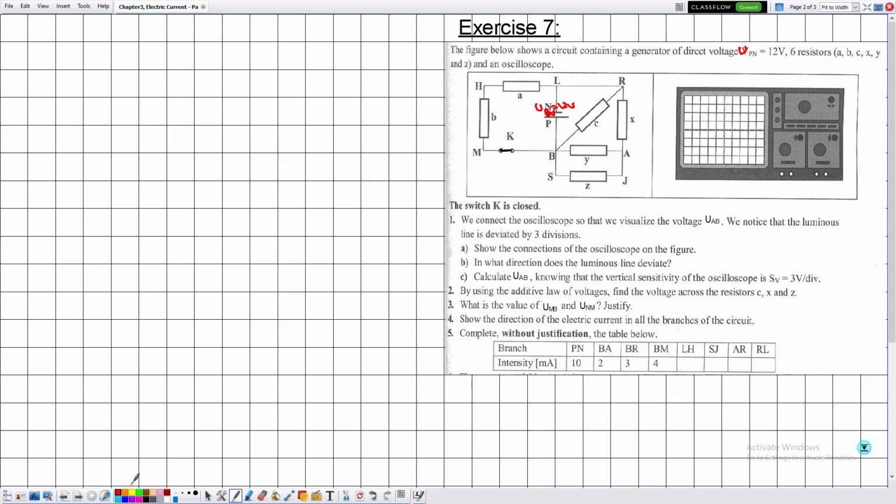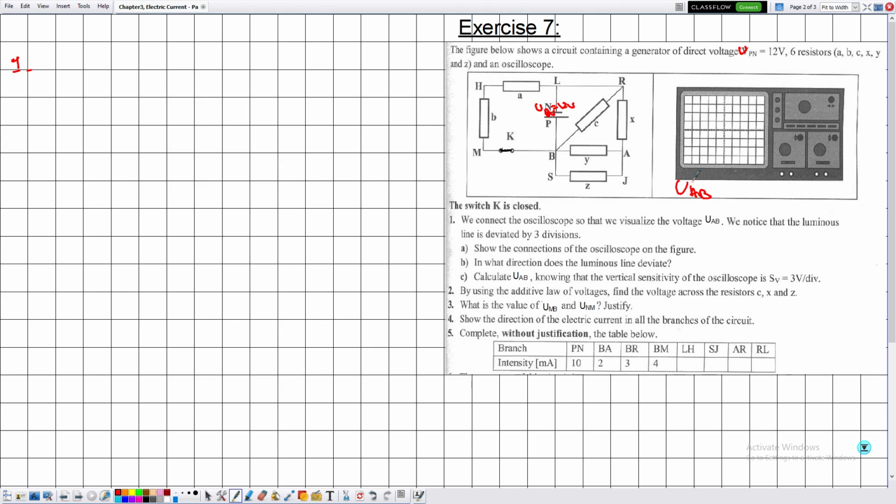Okay, so now number one, the switch key is closed. We connect the oscilloscope so that we visualize the voltage UAB. So this oscilloscope is measuring the voltage UAB. We notice that the luminous line is deviated by 3 divisions.